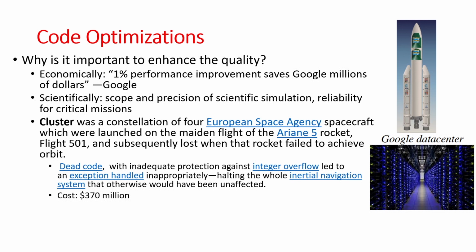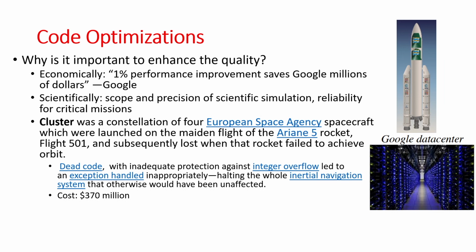I have taken two such examples. For example, it says that a 1% performance improvement saves Google $1 million in data centers. So, just a 1% performance gain using some kind of optimization can save $1 million. This is a good study.